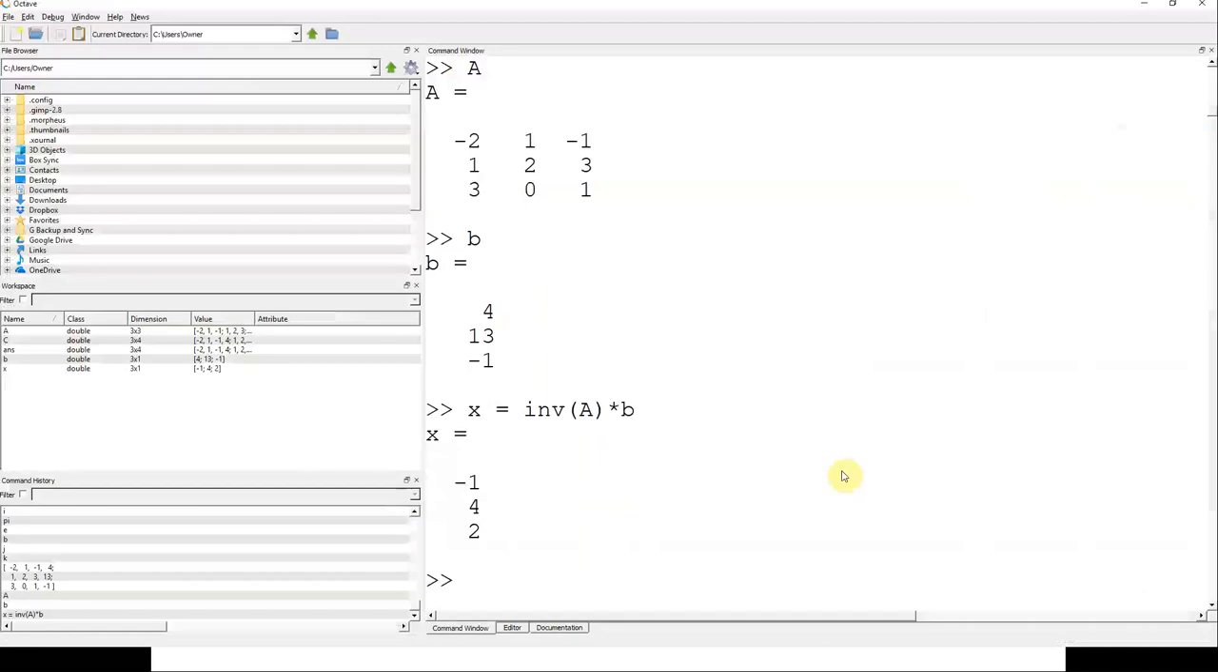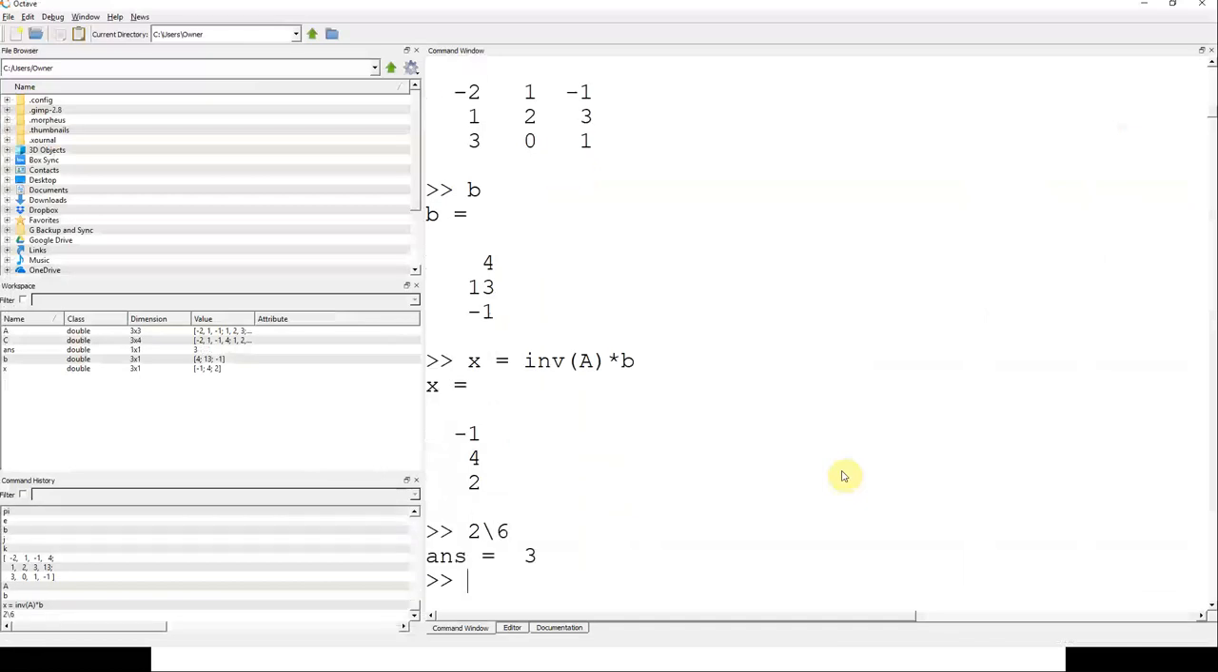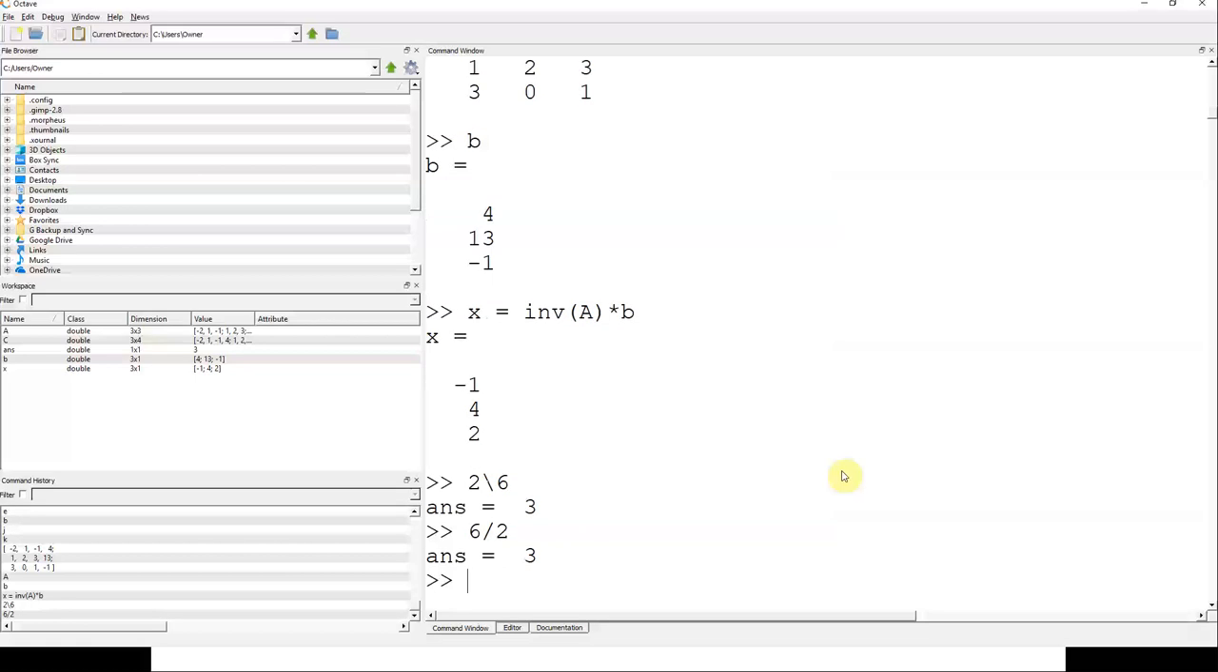So I can say 2 under 6 is 3. Same as 6 under 2 over 2 is 3. Understand? So I could say A under. Now what is A under A? A underneath A is the identity matrix. Right? So all of this will become just X.